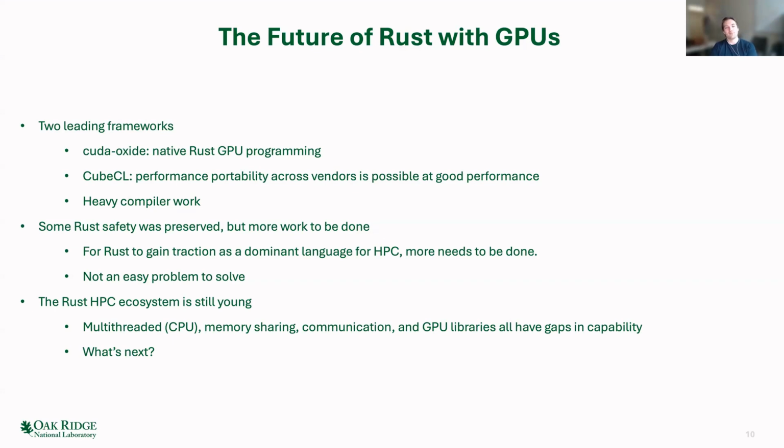I'm up here just talking, hopefully not complaining, but poking holes in everything. But this is a very difficult problem, and I'm glad everyone's working on it. Overall, the Rust and HPC ecosystem is still young. Multi-threaded CPU, memory sharing, communication between nodes, and GPU libraries all have gaps in capability. There's so much more that we can do.